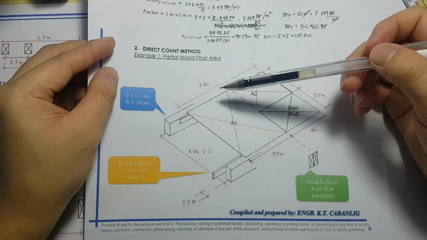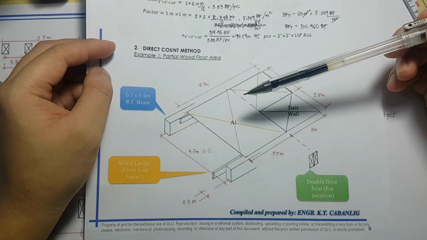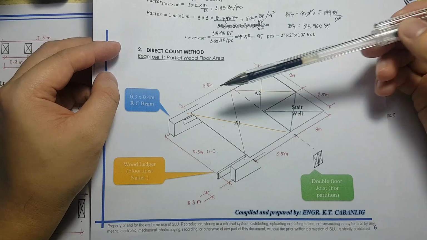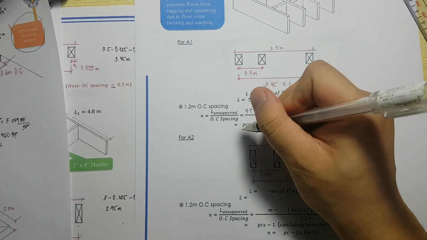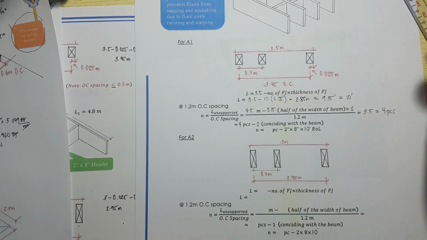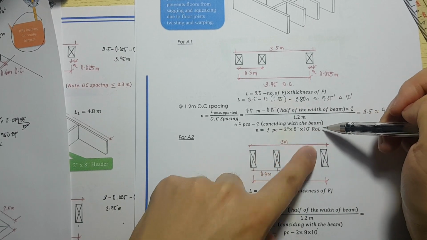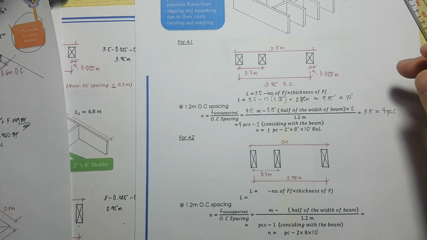That's why we are going to subtract the column, or the bridging that would coincide with the column, and we have two of them. So ang mangyayari niyan is 4 pieces minus 2. Therefore, we will only be needing 2 pieces of 2 inch by 8 inch by 10 feet rough lumber. So that is for area 1.